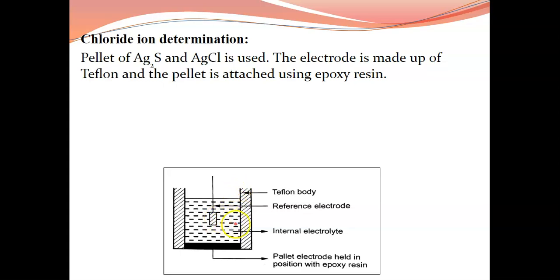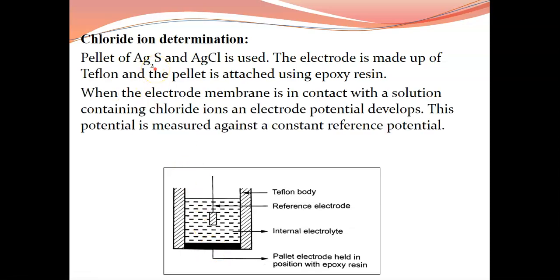There is an internal reference solution which we call an electrolyte, and the electrode is made up of a Teflon body. So ethylene tetrafluoride is Teflon. So this is the pellet of the electrode which is held at the bottom position with epoxy resin. What pellet or what solid crystal we are going to use depends on which concentration we need to measure. If it is fluoride ion concentration we need to measure, then we use lanthanum trifluoride doped with europium fluoride. If we have to find the concentration of chloride ions, then it would be silver sulfide with silver chloride.